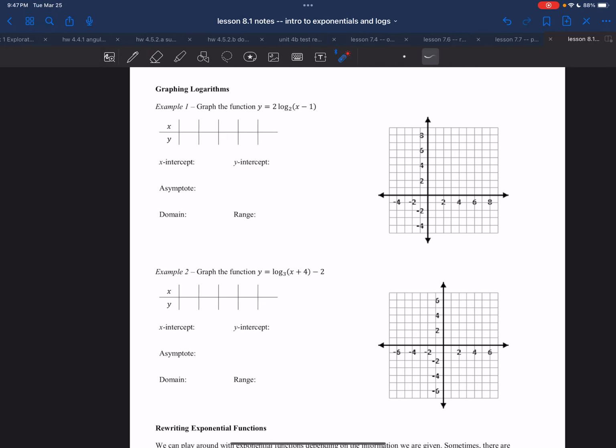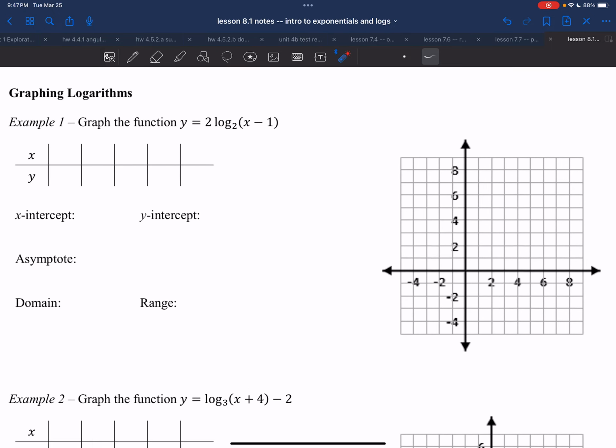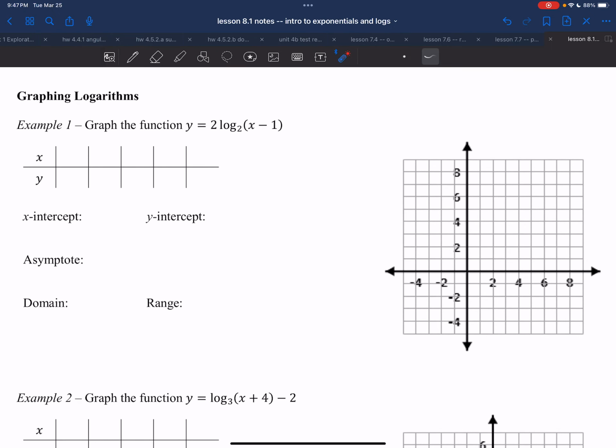Let's wrap this up with some graphing practice. So now we kind of understand what a log is. We know how to evaluate it. Again, logarithms just tell you the exponent, yeah? That's just the result of the exponent. So let's go ahead and graph these.